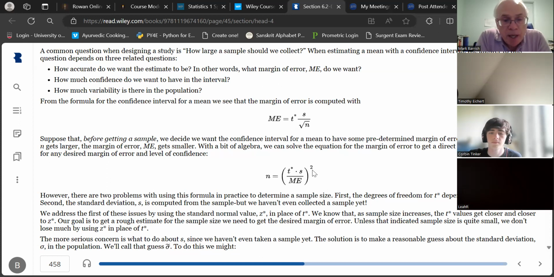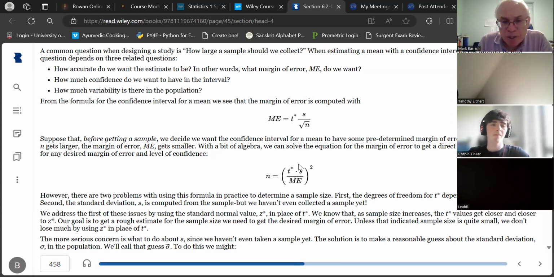Now, here's the problem with using this formula. Maybe if you saw how the t is derived, you know that it's dependent on degrees of freedom, right? The inverse t depends on degrees of freedom, and the degrees of freedom is the sample size minus 1. And then you're saying, well, wait a minute, I'm trying to find the sample size. How can I find the t if I don't know the sample size, right? Because you're trying to find the sample size. This is before you even have a sample. So there's an issue here.